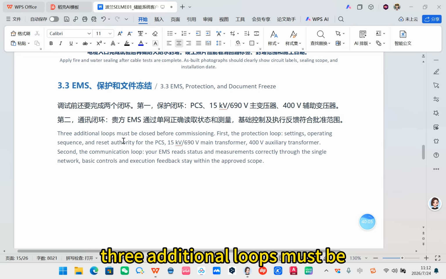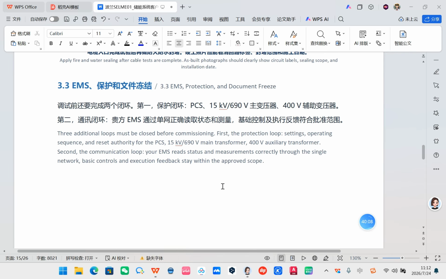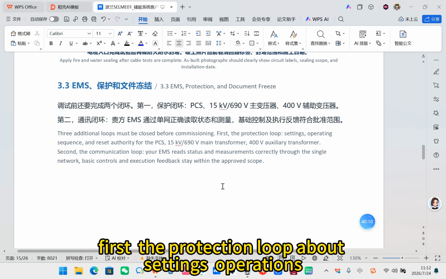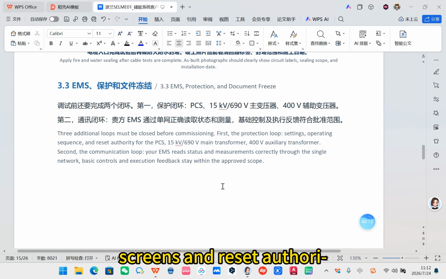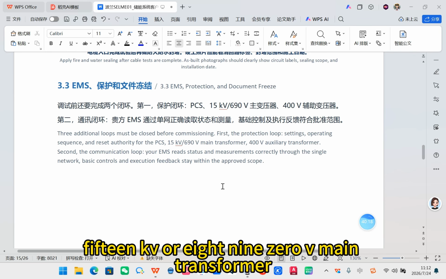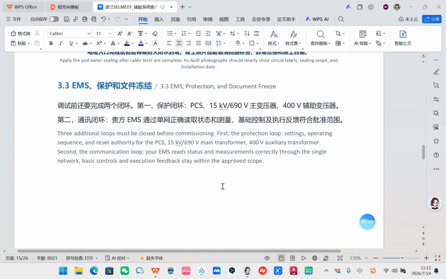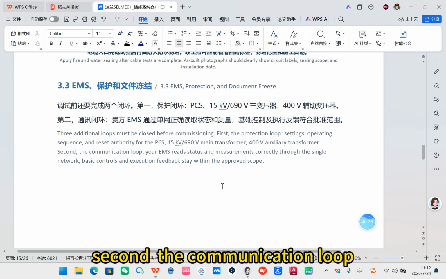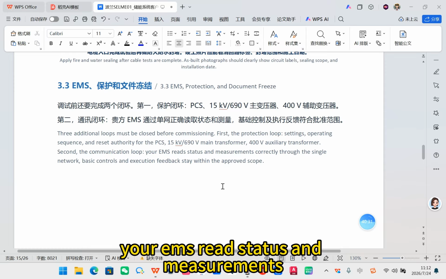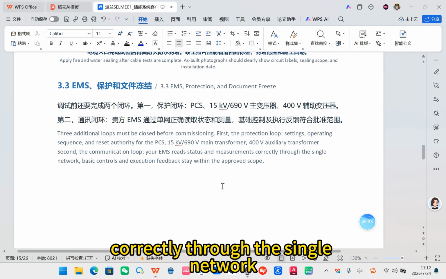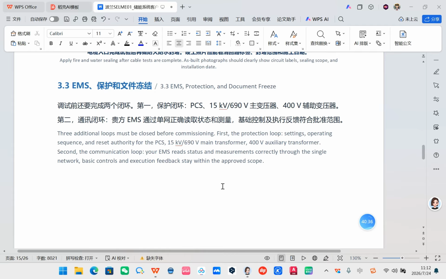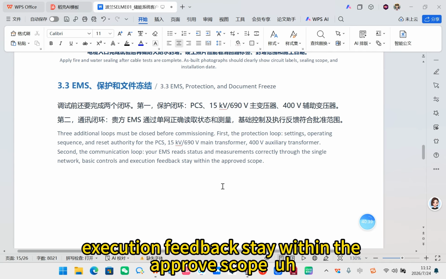3 additional loops must be closed before commissioning. First, the protection loop about settings, operating screens, and reset authority for the PCS, 15 kV or 690V main transformer, 400V auxiliary transformer. Second, the communication loop. Your EMS reads status and measurements correctly through the single network. Basic control and execution feedback stay within the approved scope.